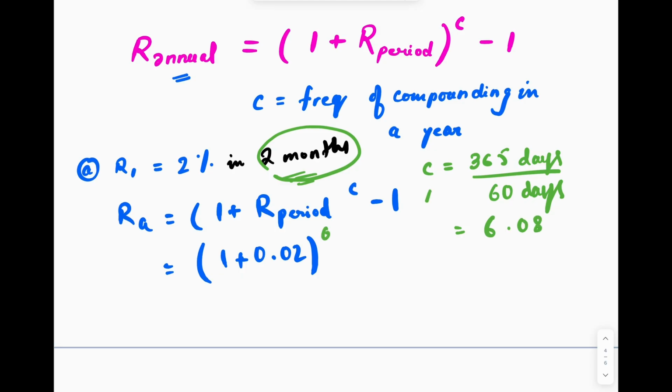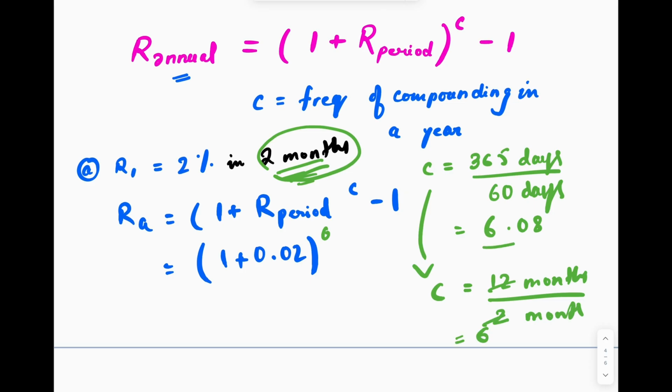This C again can be calculated in a different way. That is, in a year, how many months are there? 12 months are there. Divided by how many months is given? 2 months. So if you do the maths, 6, which is the same as this one. So the only thing you need to take care of is when you're calculating C, it's always going to be in a year, right?